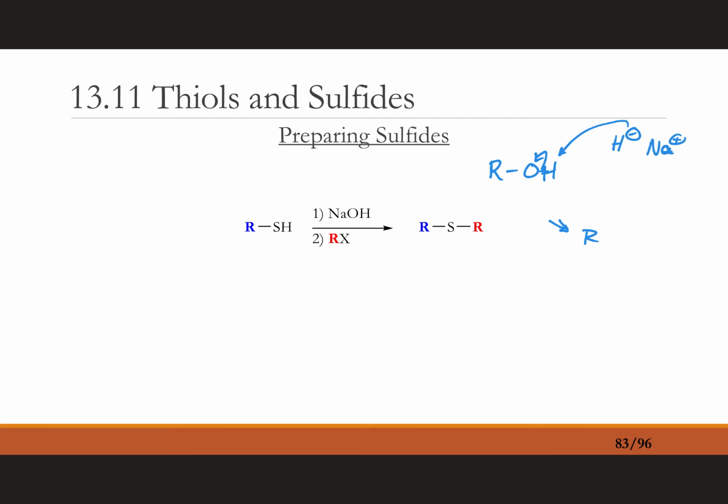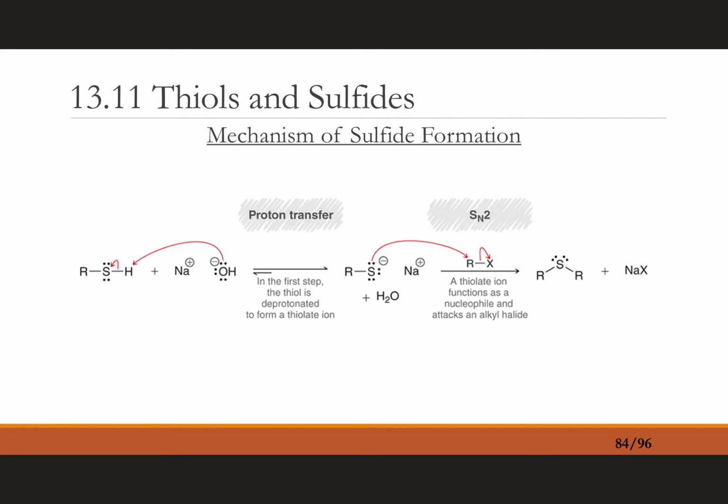to create the ROR. In this synthesis of the sulfide, you have the first step being a deprotonation of the thiol, and then you have the S- that would attack the R in an SN2 mechanism and create the sulfide. So you can see the mechanism here, the first step being the deprotonation of the thiol by the hydroxide ion, creating water and the thiolate ion. The thiolate ion will attack the alpha carbon of the halide in an SN2 mechanism, creating the sulfide.